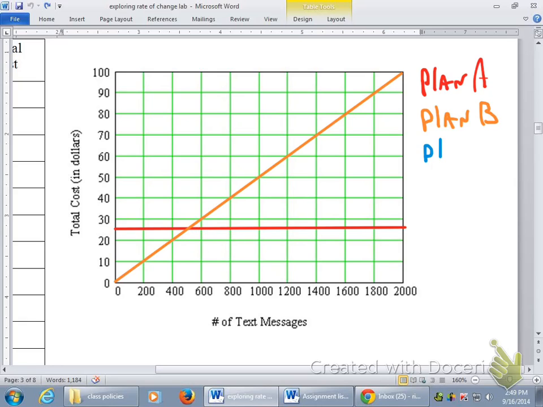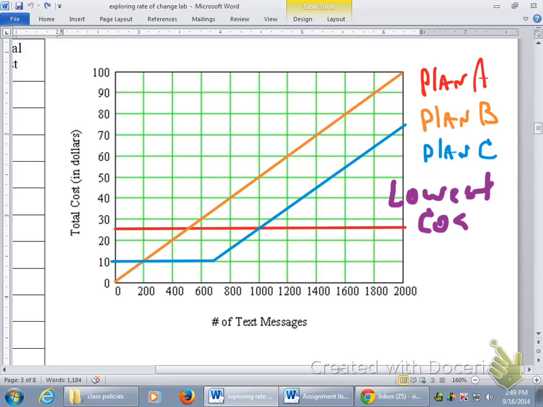So then we put on Plan C, and we graphed Plan C. And at that point, we decided that we would follow the lowest cost curve. So we would follow the curve that was the lowest at all times, and that would be the plan we would choose, and that would be the advice we would give a friend. Of course, it would look like this.